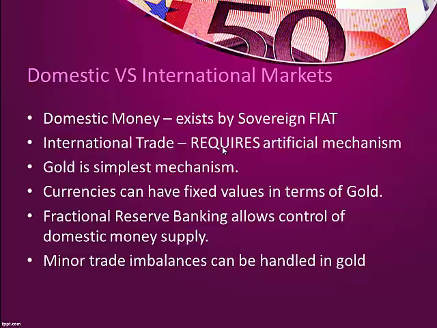Now, the fractional reserve banking system allows the control of domestic money supply. So you could do the Keynesian type policies of adjusting money supply to domestic conditions. And foreign trade you can do in gold. You don't have to have 100% backing. As long as the trade imbalance is minor, you can send gold and you can get gold back. And this is the famous Hume's mechanism, which doesn't work at all, by the way.